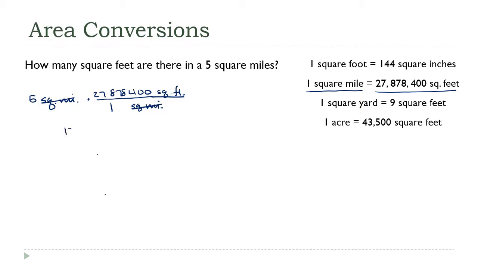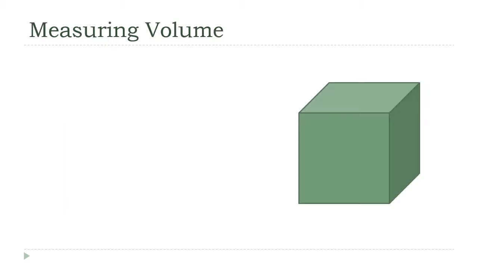This is 139,392,000 square feet. Let's put some commas in here. There we go. 139,392,000 square feet in 5 square miles, right? An awful lot. Okay, so how about volume?